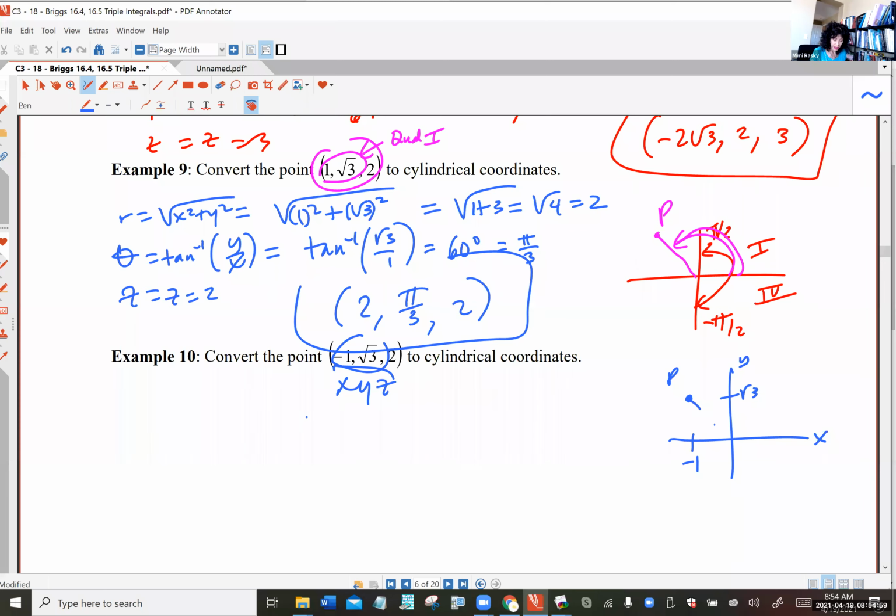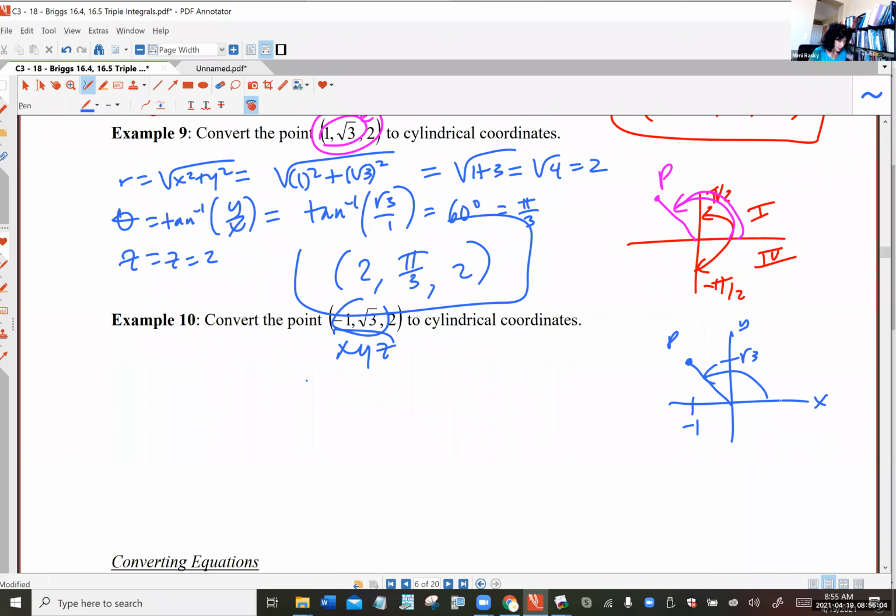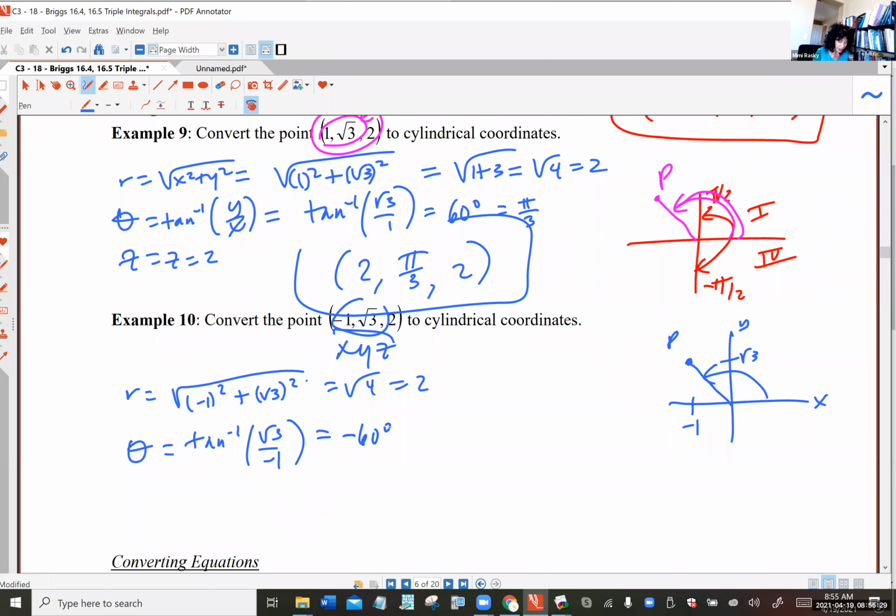So if you'll notice, this point's angle is not going to be between negative pi halves and positive pi halves. So you better worry. The r, no big deal. That's still going to be the square root of the sum of the squares of x and y, and that's going to be, again, the square root of 4, which is 2. Fine. But the angle, when you do your arctan, if you punch this into your calculator, believe it or not, your calculator will give you -60 degrees, which is down here. That's negative pi thirds, essentially.